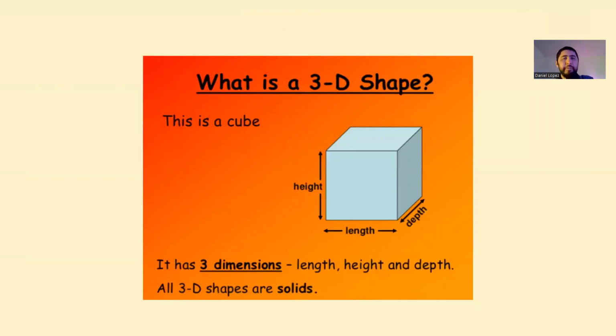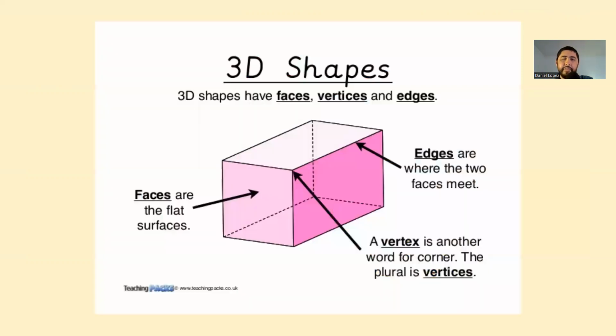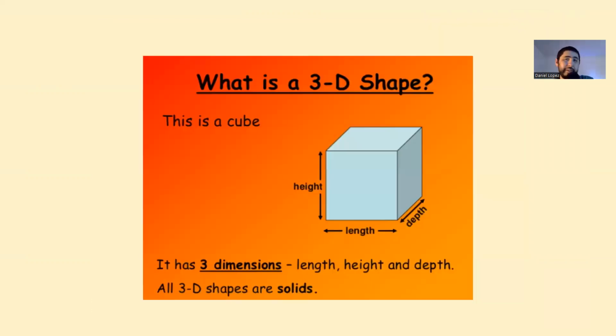Okay, and here's a 3D shape. It depends on what shape you have. They all have height, length, and depth. However, not all of them have faces, edges, or vertices. The example here is a cube, which is basically a perfect rectangular prism, but they'll always have three dimensions: up and down, forward and back, and left and right, essentially.